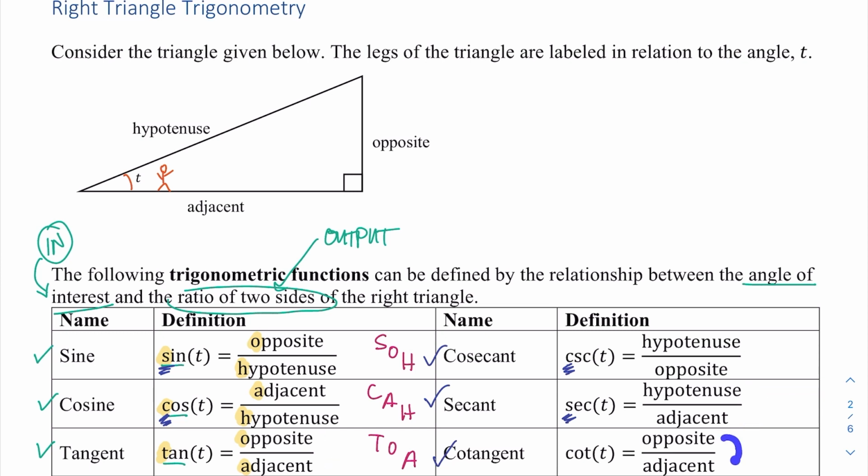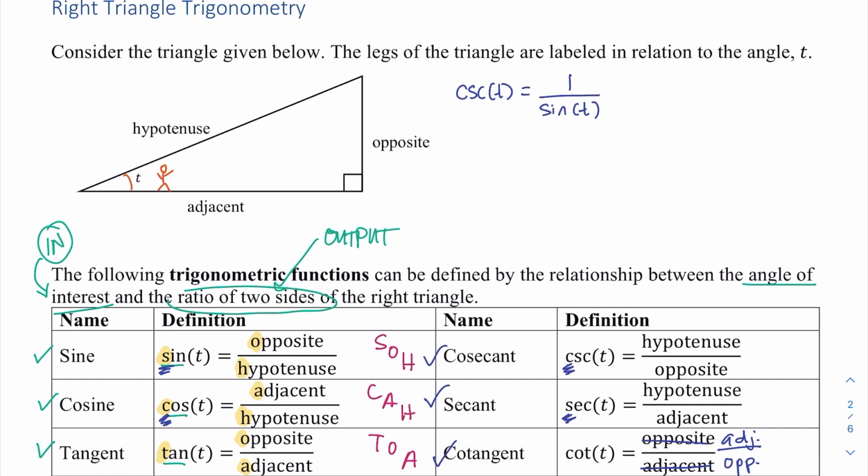Cotangent is opposite. Oops, I forgot to switch those. So this should be adjacent over opposite. There we go. Okay. So how can I write this more formally and not just say it looks like they're switched? What I can do is say cosecant of t is the same as 1 over sine of t, because 1 over opposite over hypotenuse would just flip those for me and give me the reciprocal, hypotenuse over opposite.